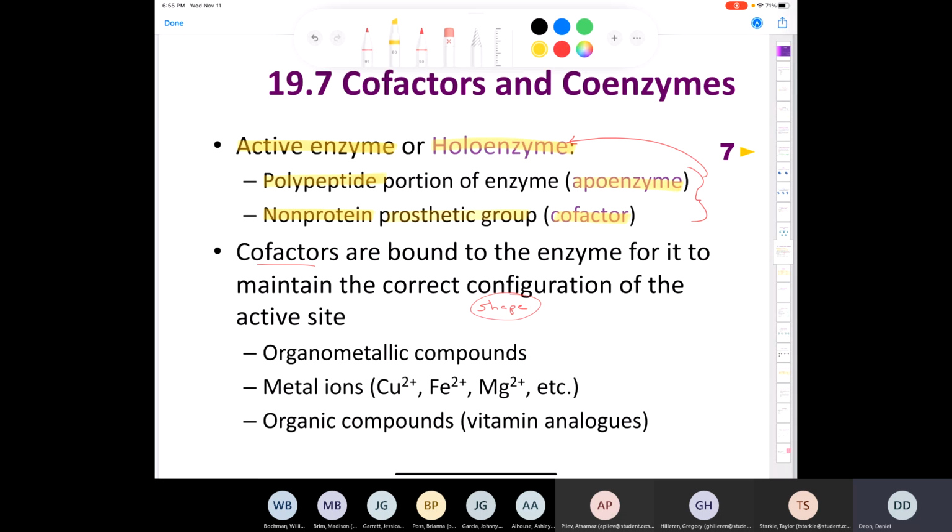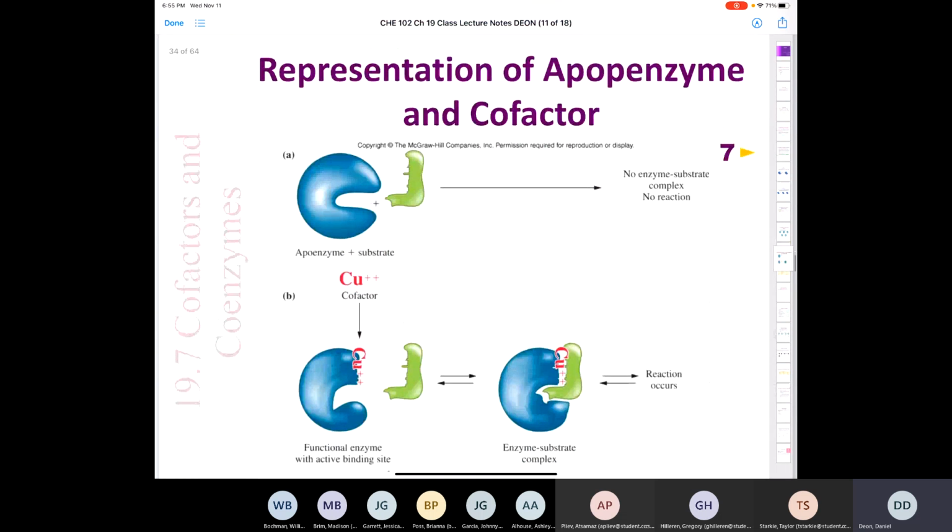Examples of cofactors include things like organometallic compounds. These are compounds that are made up of just what they sound like, metals combined with organic molecules. Metal ions, for example, like copper or iron or magnesium, and then organic compounds, which are oftentimes derived from vitamins. Okay, and we'll look at some examples of cofactors that are derived from vitamins. You can see why vitamins are important for your diet, right?